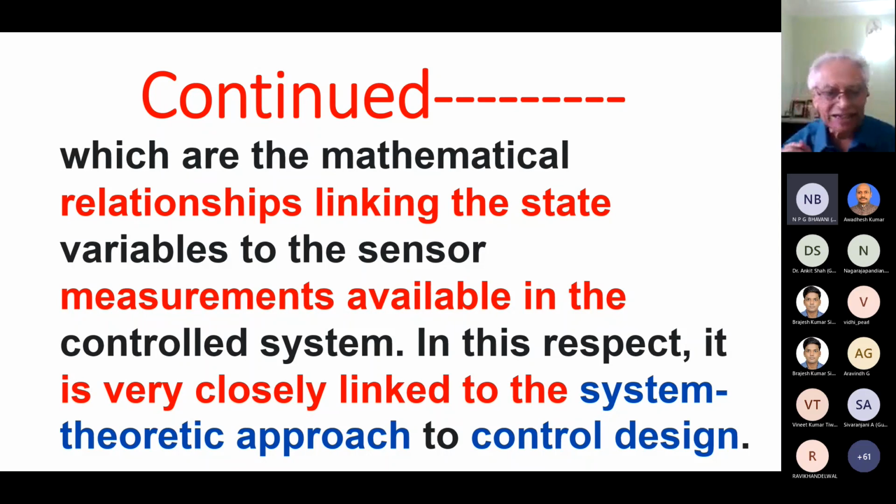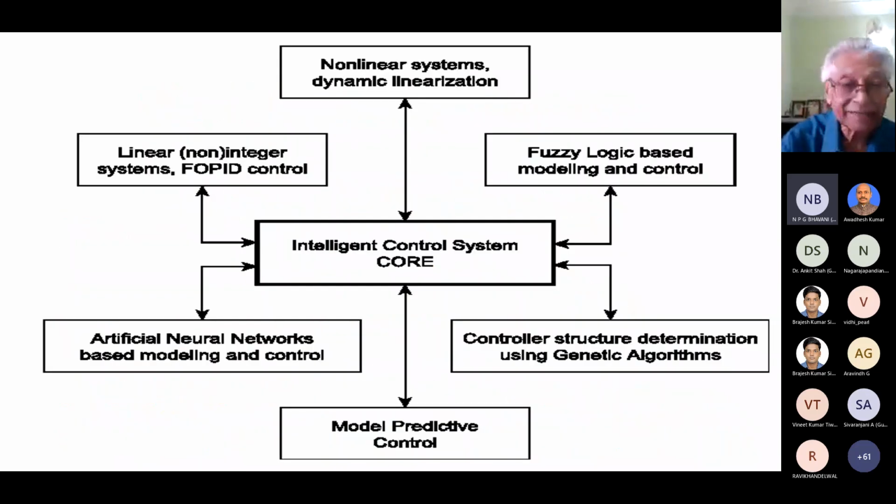In this respect, it is very closely linked to the system theoretic approach to control design. The theoretical approach of the control, which we say is the classical control theory, is the mathematical part. That is very important, but it has to be properly linked with the intelligent algorithms, and only then can the latest control systems be designed.